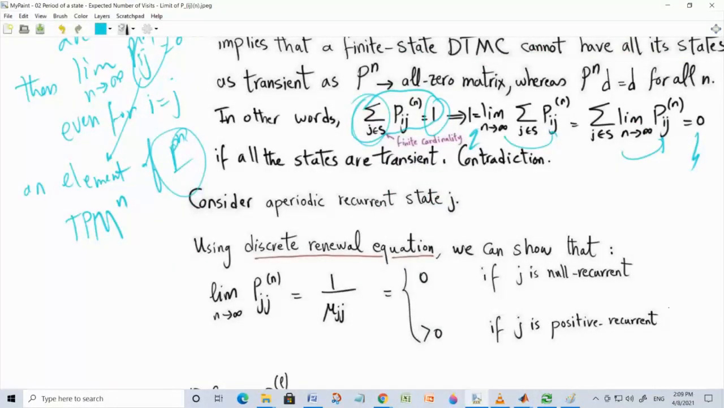Now, suppose that you have an aperiodic recurrent state. Then there is something called the discrete renewal theorem or the discrete renewal equation that tells you that if you have an aperiodic recurrent state, then the limit of b_jj(n) as n goes to infinity, you can show that it is equal to 1 over mu_jj. And the proof of this I will skip. There is a reference to the proof on Blackboard.